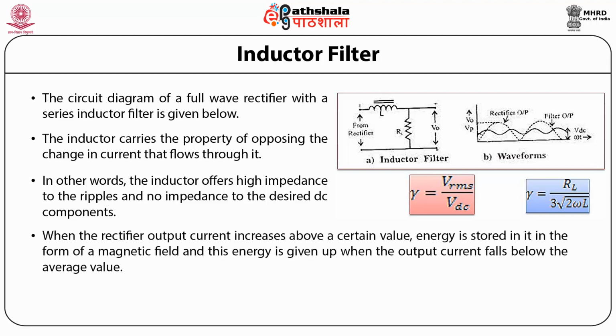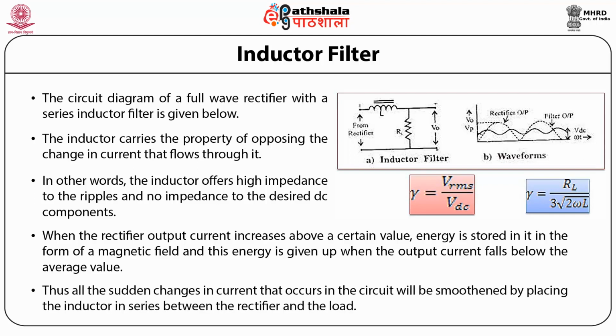Now, when the rectifier output current increases above a certain value, energy is stored in it in the form of a magnetic field, and this energy is given up when the output current falls below the average value. Thus, all the sudden changes in the current that occur in the circuit will be smoothened by placing the inductor in series between the rectifier and the load.